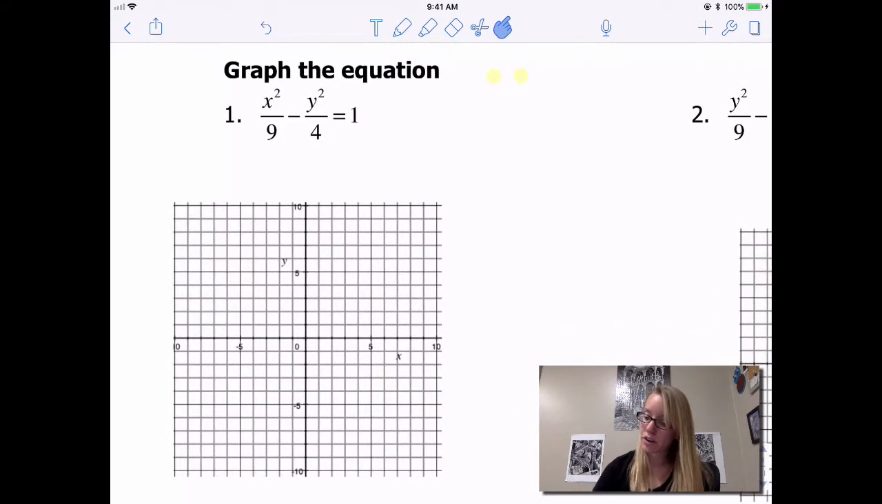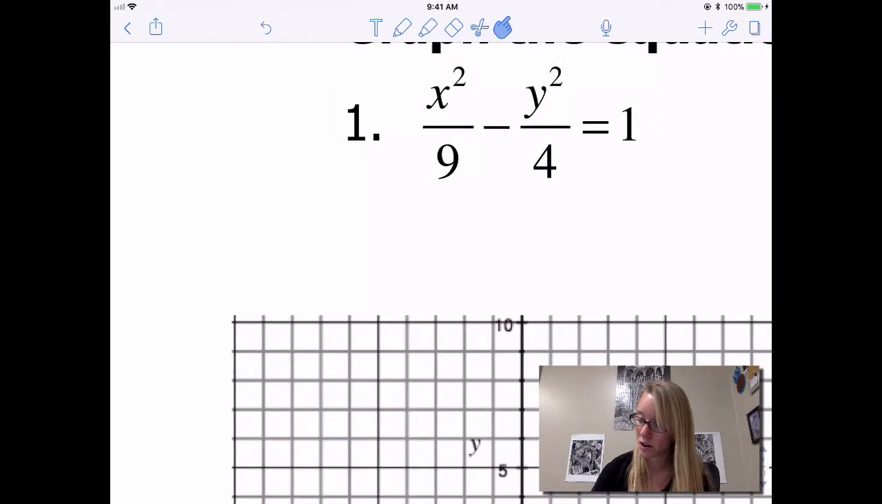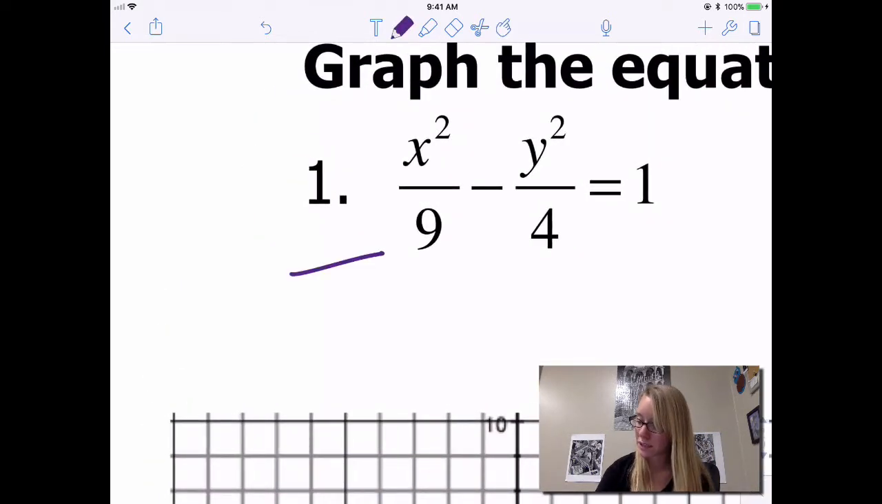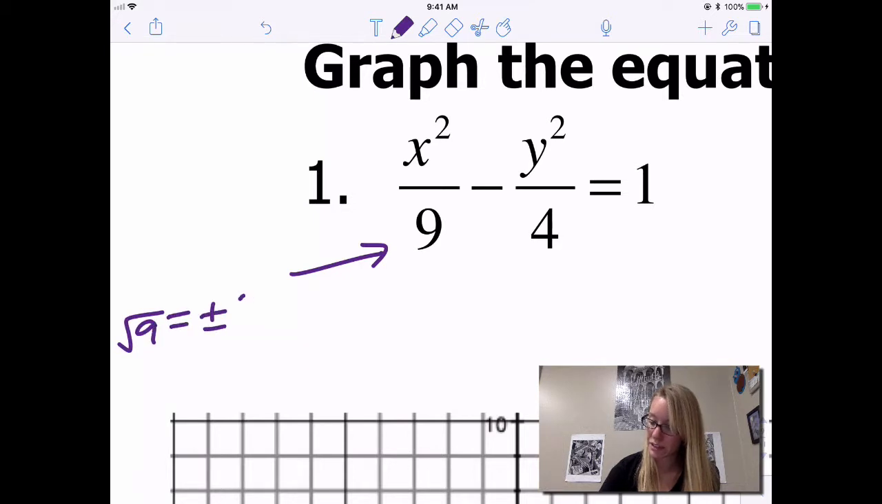We have x squared over 9 minus y squared over 4 is equal to 1. The first thing that we're going to do is graph our points. Our center is going to be 0, 0 for all of these hyperbolas. You can shift those, but today we're just going to do 0, 0. Then our x points are going to come from that 9. So I do plus or minus the square root of 9, which is plus or minus 3. That means the points that I'm graphing in the x spot are plus or minus 3, and then 0.